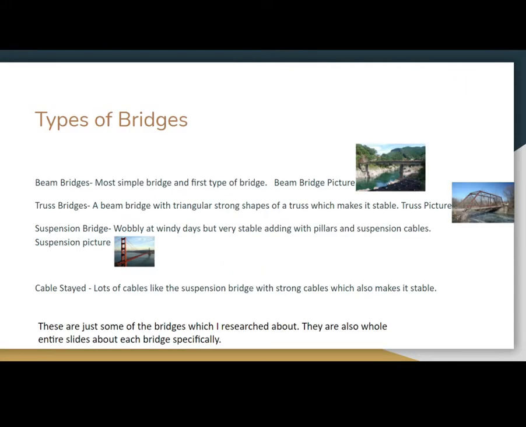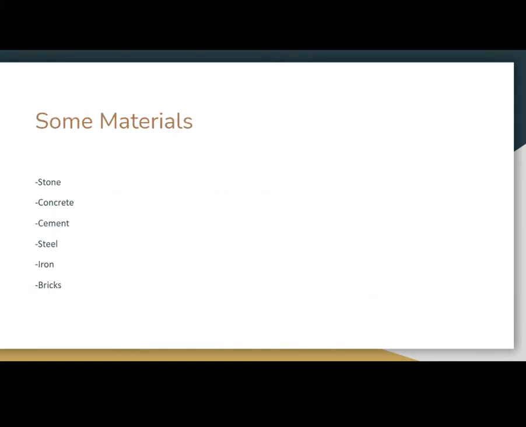We will skip this page and we will review this at the end. Some materials of bridges: stone, concrete, cement, steel, iron, bricks.